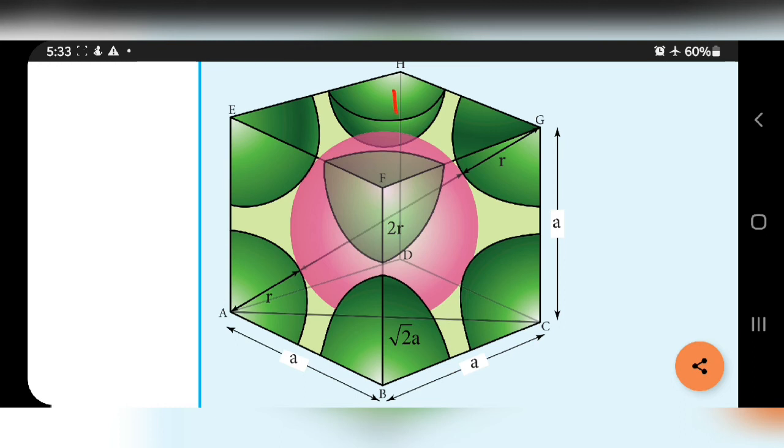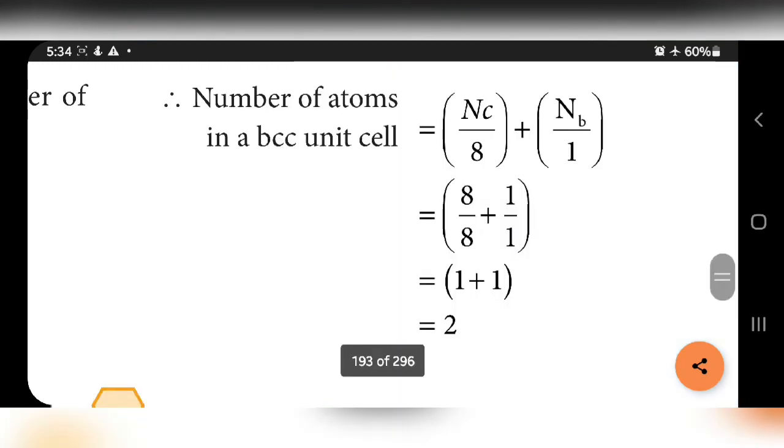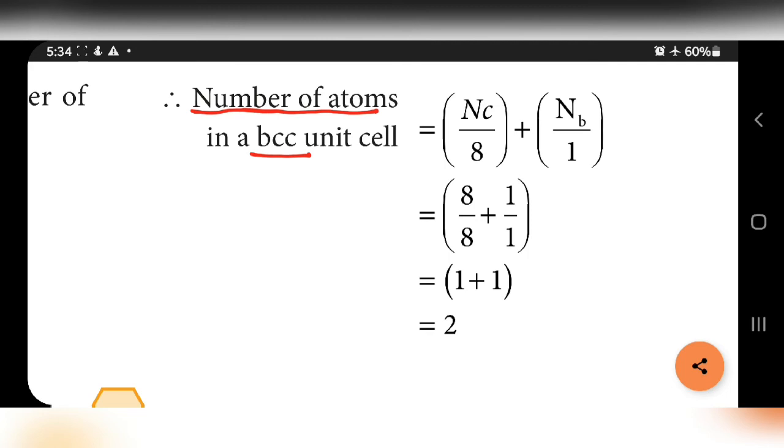In body center cubic, at all 8 corners, 8 atoms are present. Behind this pink sphere, 8 atoms are present. The corner atoms are indicated by green color. Additionally, one atom is present at the center of the body, that is this pink color. In this topic, we are going to calculate the total number of atoms present in BCC. In BCC, 2 types of atoms are present: one is the corner atom, another is the center of body atom.